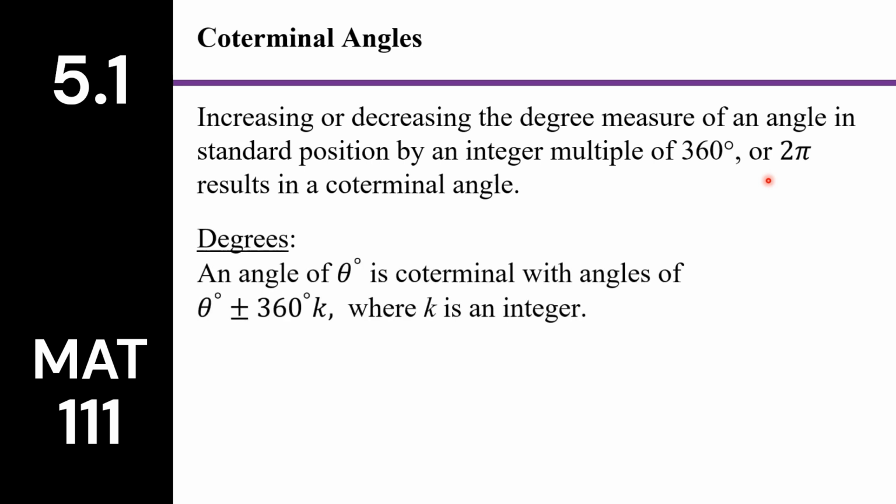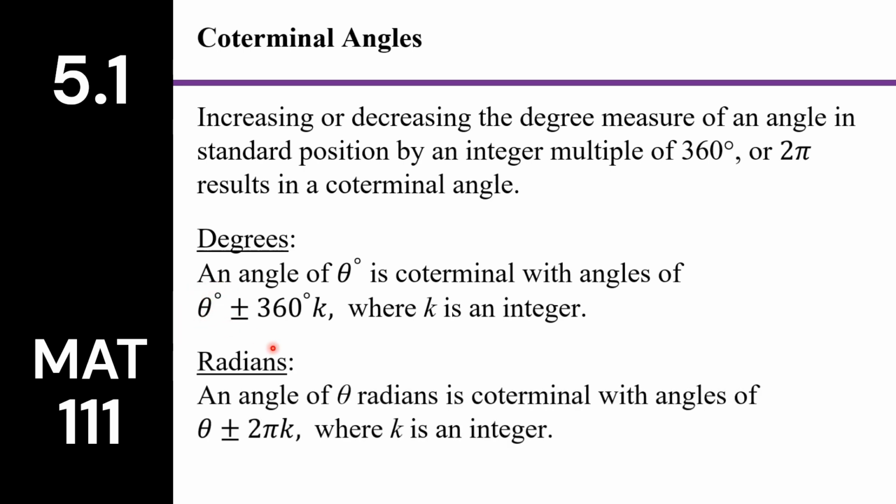Saying this algebraically in degrees, if you have theta degrees and you add or subtract any multiple of 360, so k needs to be an integer like 1, 2, 3, or -1, -2, -3, every time you spin around the circle 360 degrees, you're going to end up in the same place as you started with your angle theta. In radians, it's the same idea. You actually will see this one more often because they prefer to do these types of problems with radians. So remember, 2 pi is a full rotation. If you have an angle in radian measure and you add or subtract a multiple of 2 pi, then you're going to still get a coterminal angle.